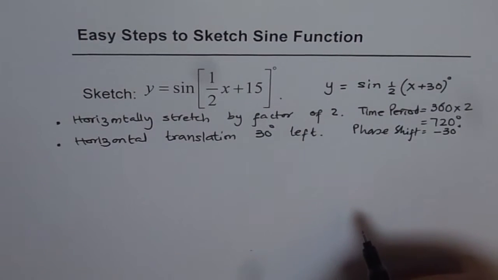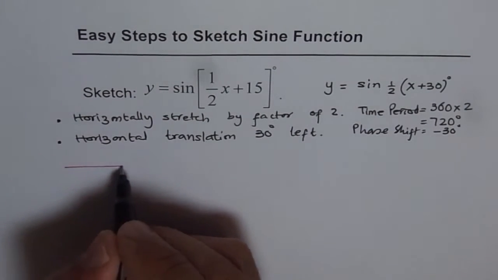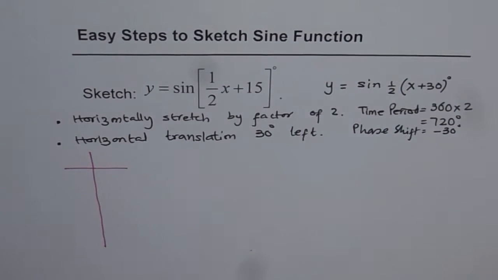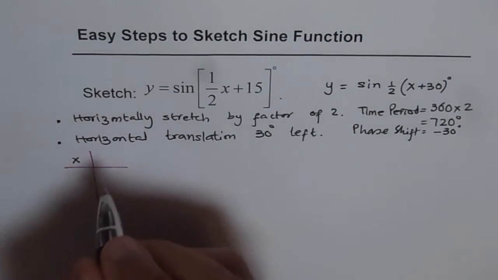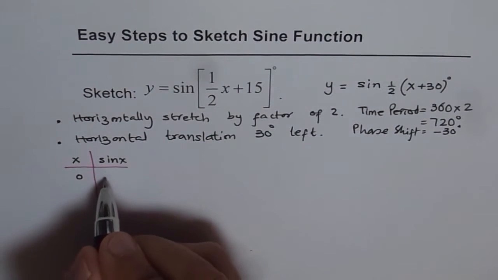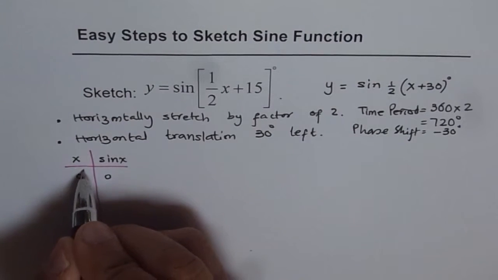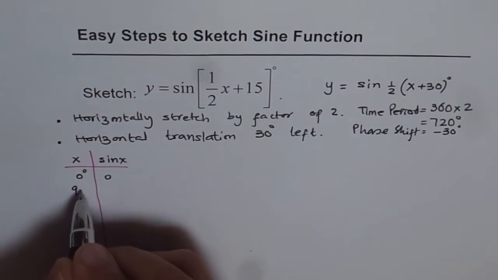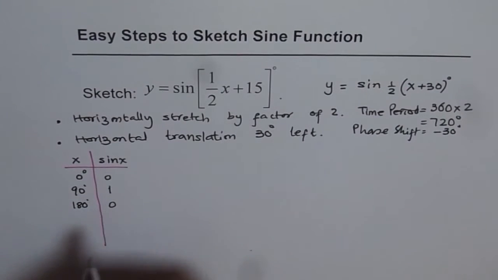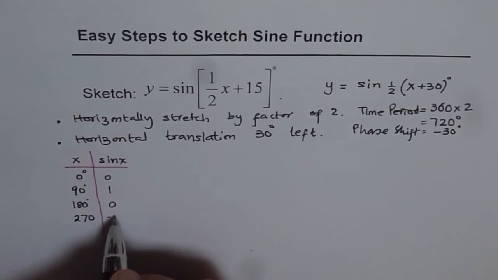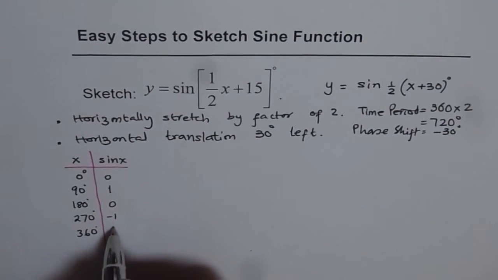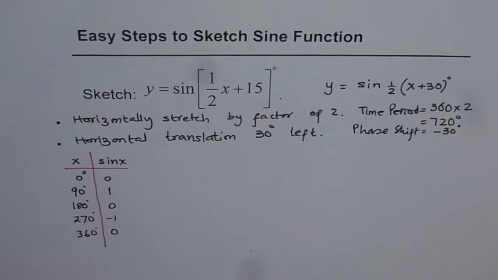One is the points. So that is, if you have a sine function, basically, then for different values of x, what are the values of sine x? Let's see that. If x is 0, sine x is 0. This is x in degrees. If x is 90 degrees, then sine x is 1. If it is 180 degrees, then it is 0. And 270 degrees gives you minus 1. 360 degrees is back to 0, right? So that is basic sine function.